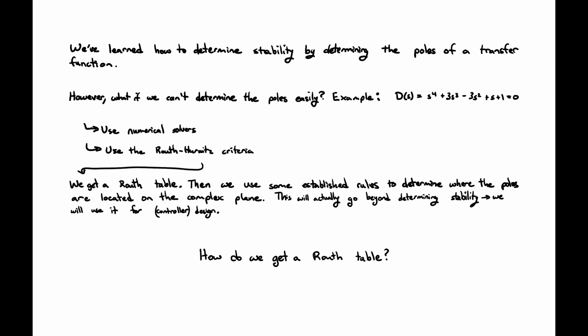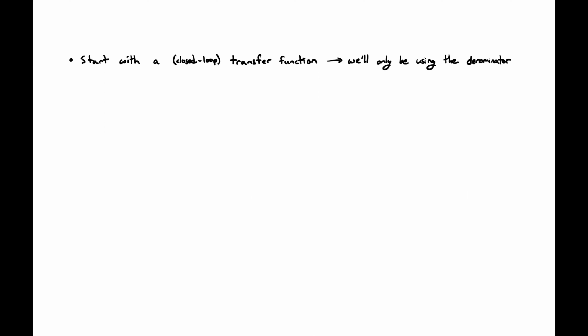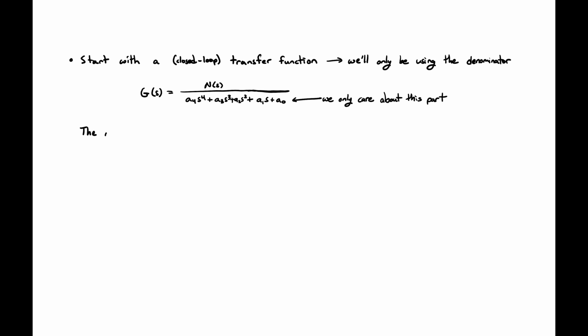How do we determine stability for, say, this fourth order transfer function? The first thing you're going to want to do is start with a closed loop transfer function where we'll only be using the denominator. That's really the thing we're going to be focusing on. So let's say G of s is our closed loop transfer function, N of s is our numerator. As long as it's a polynomial, we don't care too much about its form. And then let's say our denominator is a generic fourth order polynomial where a0, a1, a2, a3, etc. are all just constants, going from s to the 0 all the way to s to the fourth.